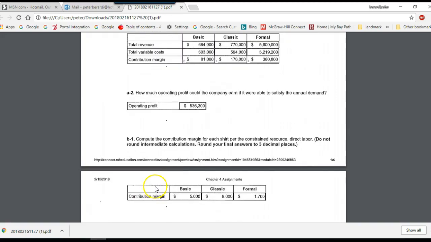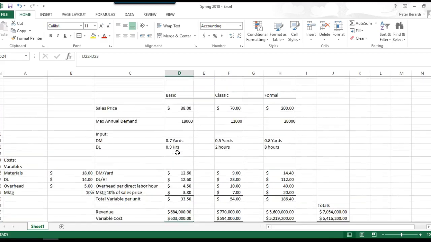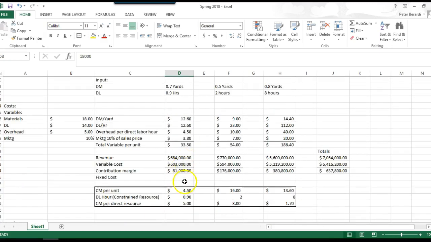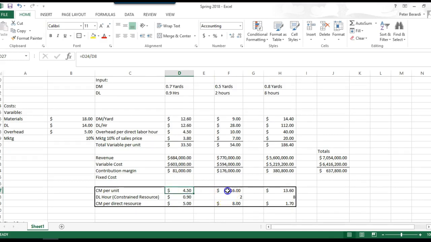Compute the contribution margin for each shirt per constrained resource, direct labor hour. So what I've built here is basically the contribution margin per unit. I took the total contribution margin of 81,000 and divided it by the number of units, 18,000, to get a contribution margin per unit of $4.50. Or you could simply take the $38 sale price minus the $33.50 total variable unit cost. That would have given you the $4.50.